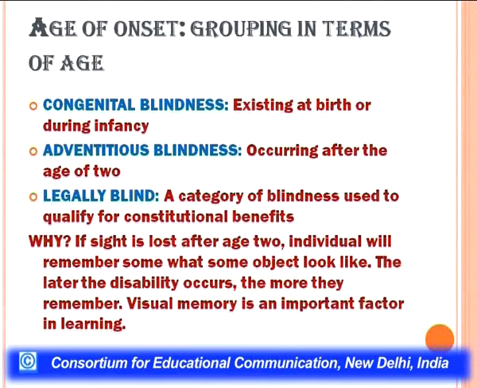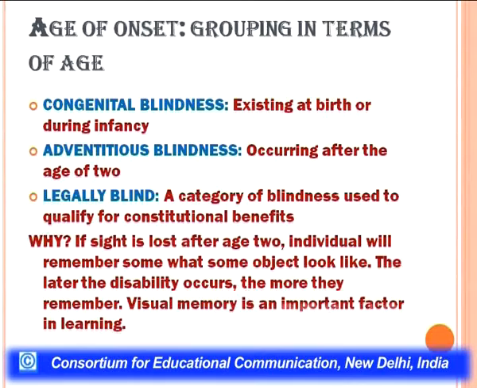What is the age of onset? Actually, the dysfunctioning of eye is also associated with the age. If the person is blind by birth, it happens during infancy and it is known as congenital blindness. Then the second is adventitious blindness. It occurs after some time or after the age of 2. And legally blind is when the person is able to get the constitutional benefits.